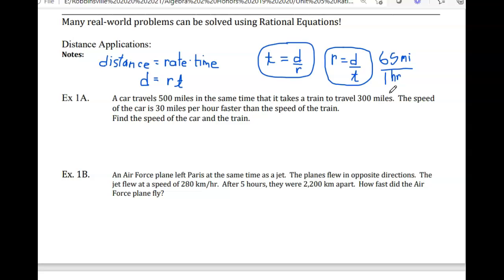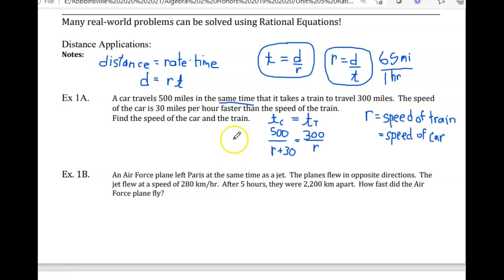Example 1A: a car travels 500 miles in the same time that it takes a train to travel 300 miles. Well, right away, you know the times are equal. So we can set the times equal, and then time is distance divided by rate, and we'll have a little rational equation to solve. So we're given the speed of the car is 30 miles per hour faster than the speed of the train, but we do not know the speed of the train, so that will be our variable r. Okay, so we know the speed of the car is the speed of the train plus 30 because it's 30 miles per hour faster.